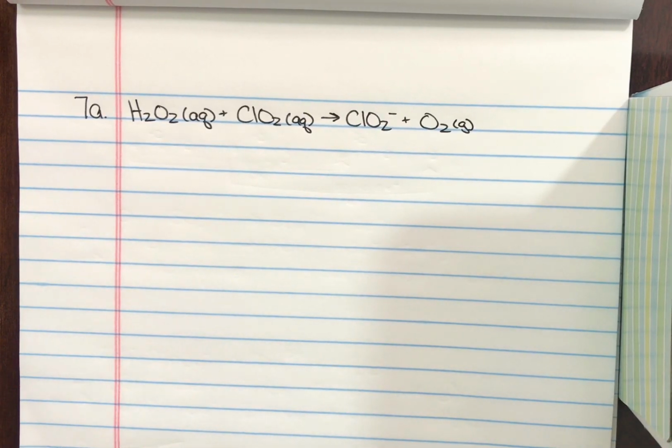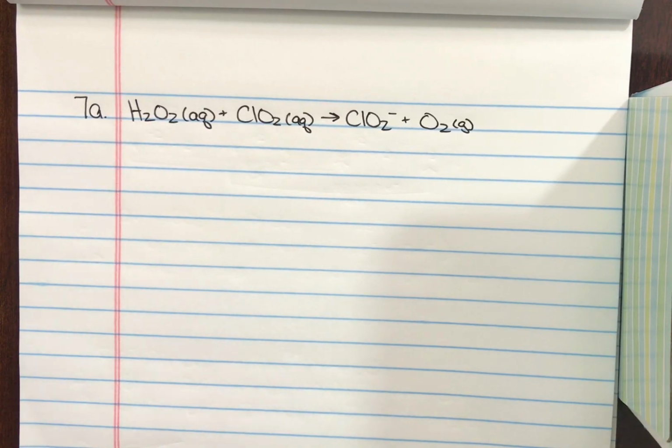Okay, students, so this is once again exam 3 review. We are doing number 7A. So I am going to follow once again the PowerPoint, the steps for balancing redox reactions. It is slide number 10 on the PowerPoint.